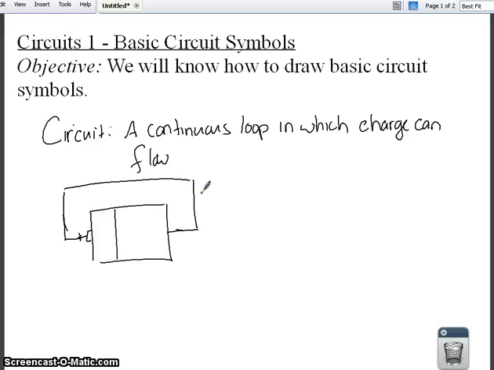And so now this battery is performing its function. It's letting charge flow to power some sort of device, okay? A continuous loop in which charge flows. Today we're going to talk about the symbols for this. So let's go to the next page.